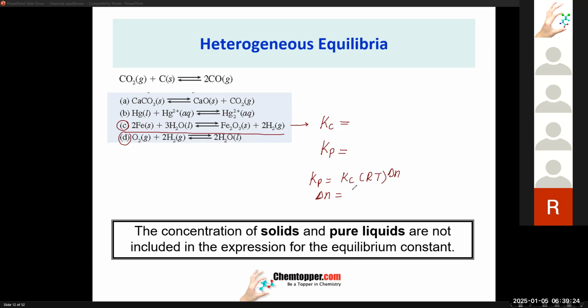Okay, Shashank is saying delta N is 2. And he's right, perfect. What's the Kc expression, Shashank? Very good, very good. Delta N is 2. Very good, Veer. What is the Kc expression?